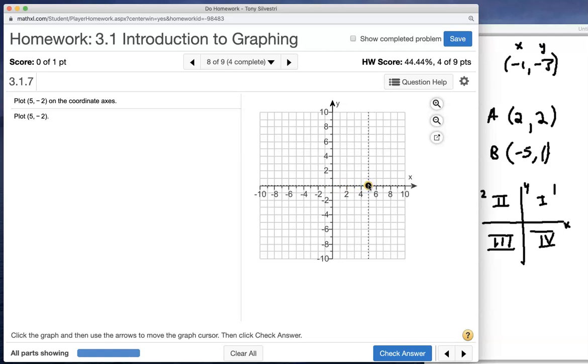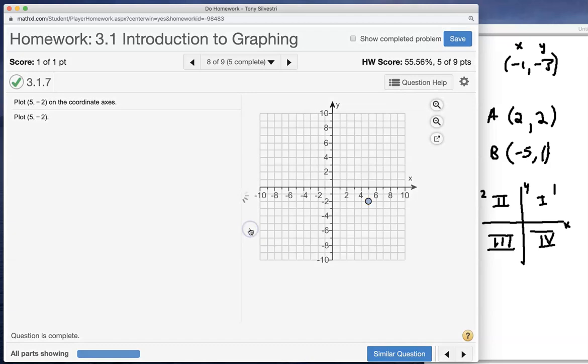Now, be careful, because it's very easy to move the mouse and inadvertently move that point to some other location. So we're over in the 5, and then we have to go -2. Go down -2. 1, 2. Oh, see, I moved it. See? I let go of it. Be careful with the mouse. So 5, -2. Check your answer. Well done.